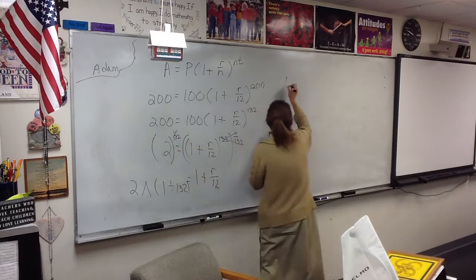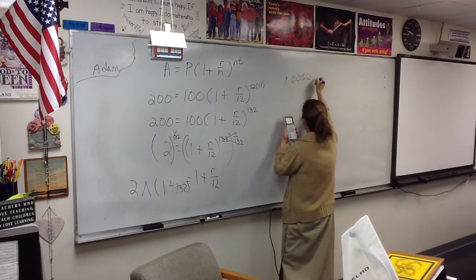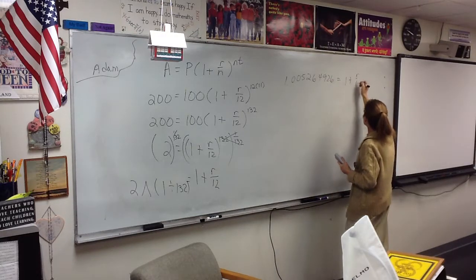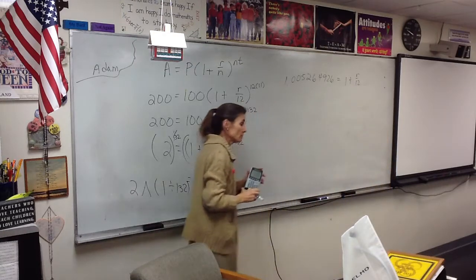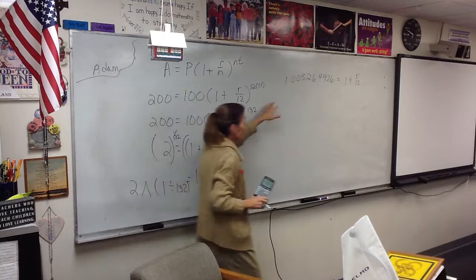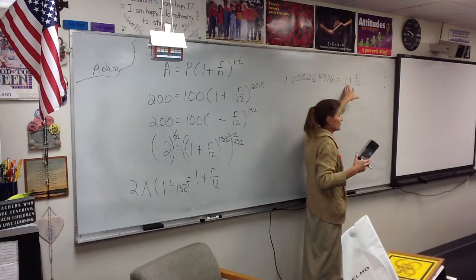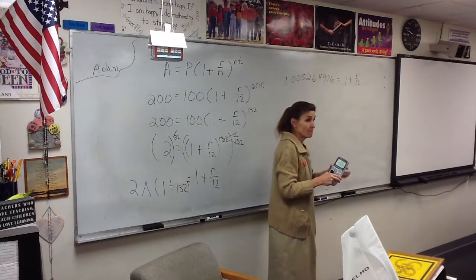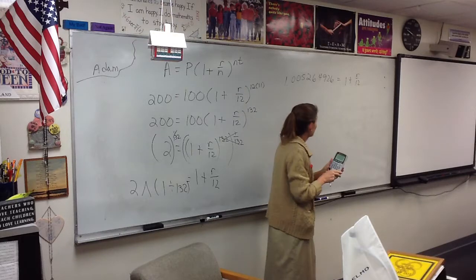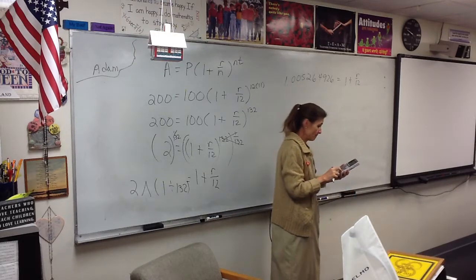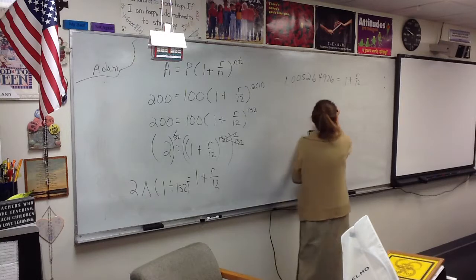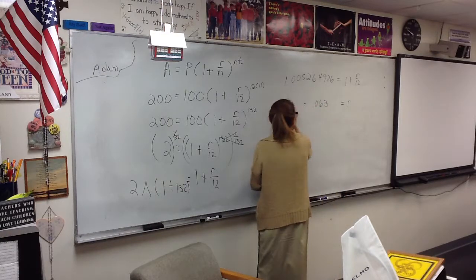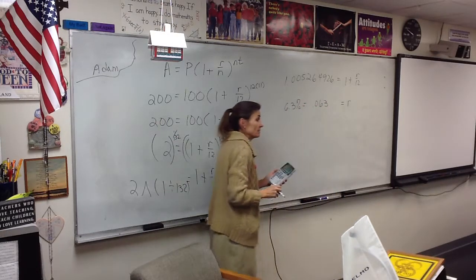So I have 1.005264926 equal to 1 plus r over 12. That's what I have so far. So now what do I need to do? I need to take the number on my calculator and do what? Subtract 1. And then what do I need to do? Times by 12. So the interest rate works out to be 0.063, which is about 6.3%.